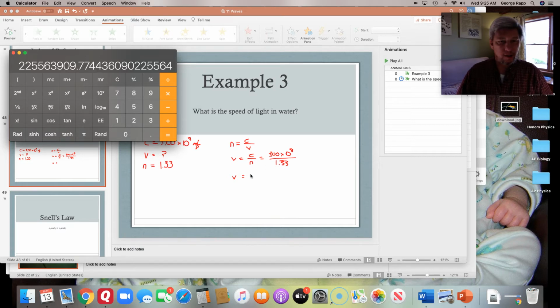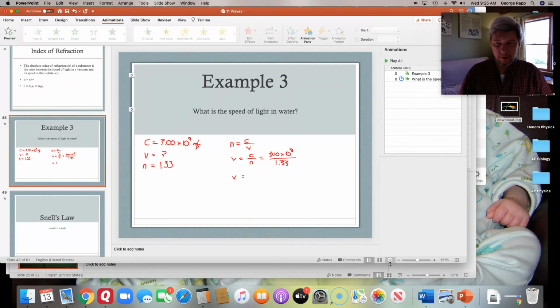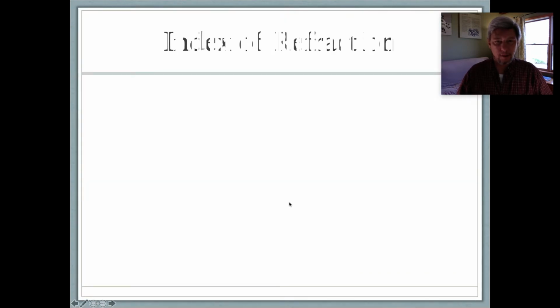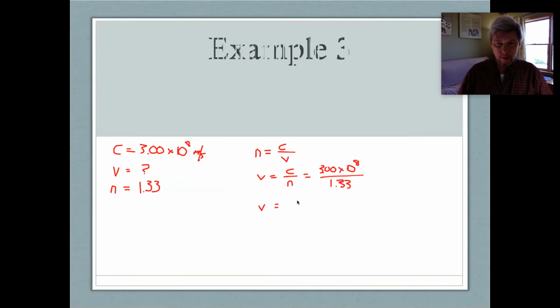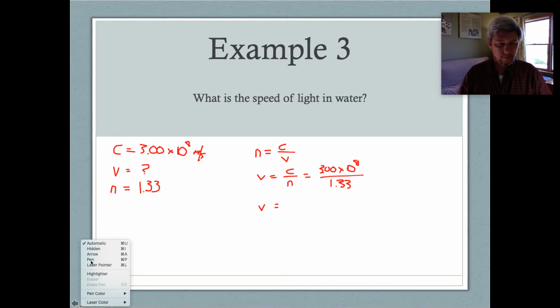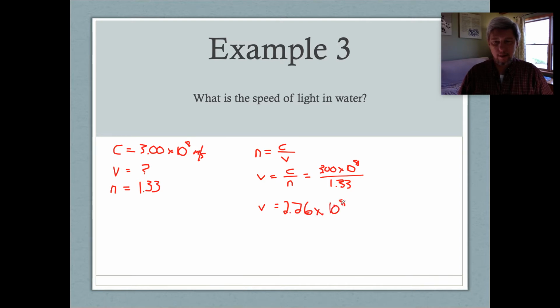All right, it's going to be, let's start this back up again. It's going to be, whoa, what do we say, 2.26 times 10 to the 8th meters per second. Okay, so 2.26 times 10 to the 8th meters per second. That's awfully sloppy. It looks like it was written by a first grader, but you get the idea, I hope. All right. Okay, so that's example number 3.